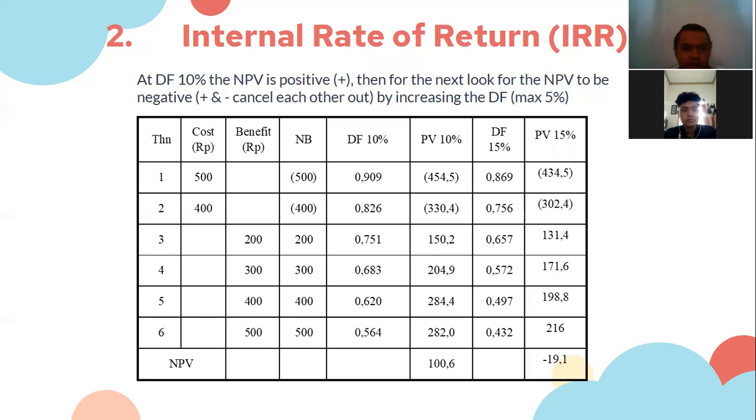The internal rate of return. So we can see before that at discount factor 10%, the NPV is positive. Then for the next, look for the NPV to be negative by increasing the discount factor, maximal is 5%. Okay, we can see here that at discount factor 15%, the present value is negative 19.1. So we get the NPV at discount factor 10% is 100.6 and the NPV at discount factor 15% is negative 19.1.